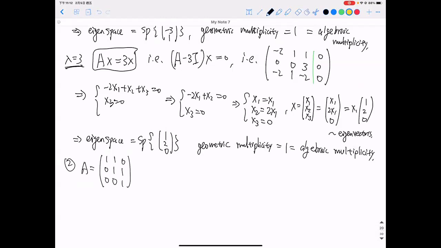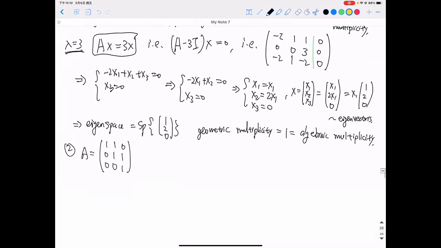Okay, so this is A, and the goal is the same. We want to find eigenvalues, eigenvectors, and determine these multiplicities. So always the first step is to compute the characteristic polynomial: the determinant of the matrix with entries 1 minus t, 1, 1 minus t, 0, 1, 1 minus t. Should be 0 here.